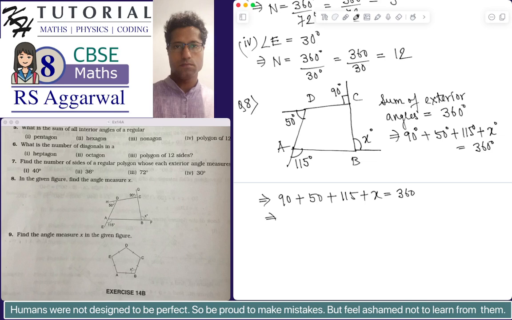If we simplify the left hand side, add up all the constants in the left hand side, we get 90 plus 50 is 140, 140 plus 115 is 255, plus x is equal to 360. This implies x is equal to 360 minus 255, which is equal to 105. So this unknown angle is 105 degree.